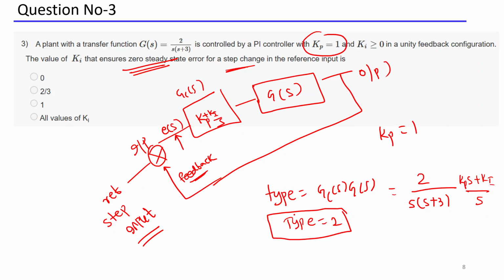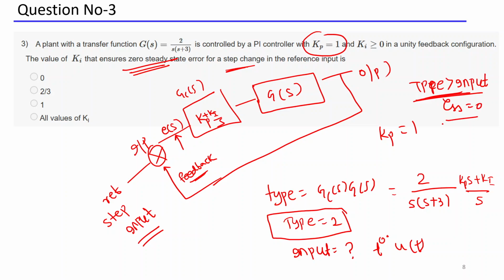Now you can understand, type 2. Type 2 system. Find out the input. What is the value of input? The input is given as a step input, so t to the power 0, u of t. So here 0 is coming, here 2 is coming. So type is greater than your input. Once type is greater than your input, then what is the steady state error? Zero. So steady state error is 0.